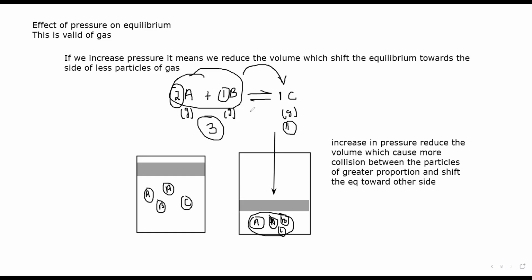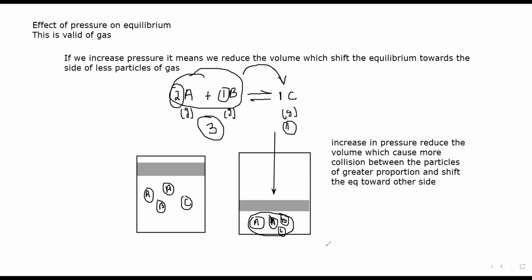Is it clear? The shifting of the equilibrium. So whenever you increase the pressure or reduce the volume, it will always shift the equilibrium towards the side where particles are fewer. And why does it happen? Because when you increase the pressure, you reduce the volume. When you reduce the volume, the particles which are in greater proportion in the mixture will have more collisions. As they have more collisions, this will result in a shifting of equilibrium in the opposite direction. Is it clear, this part? The shifting of the equilibrium.